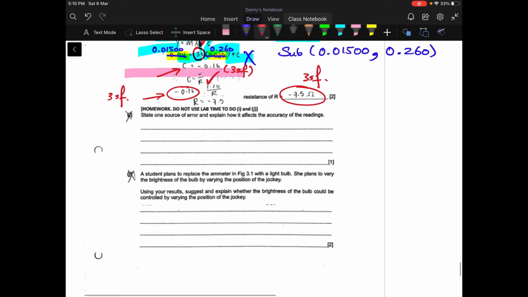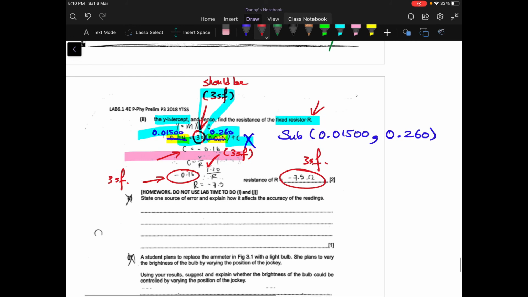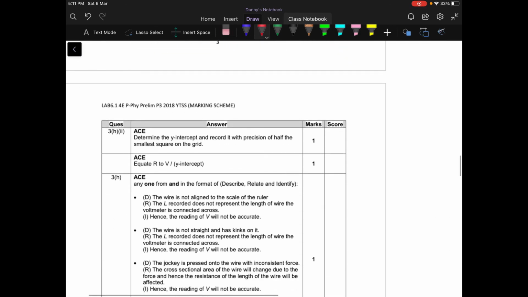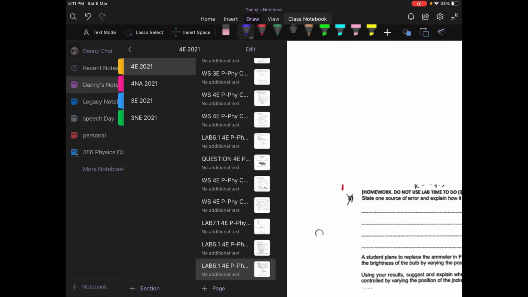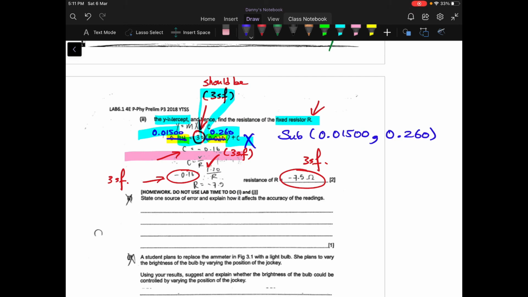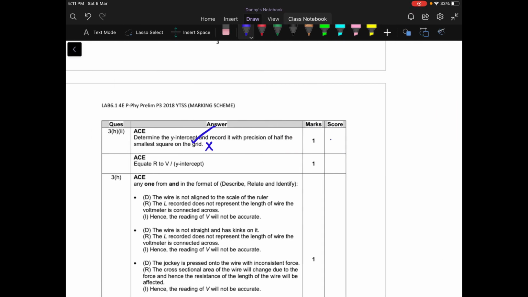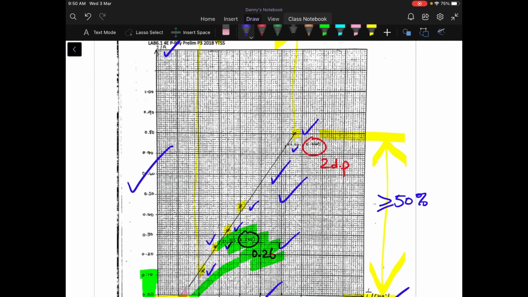Okay, so anyway, we'll come back to these two questions after we finish DC circuit, which is in the next chapter. So let's see how many marks you will get. Down here, determine the y-intercept, correct. Record it with the correct precision. So unfortunately, by calculation, she got the wrong precision, so I couldn't give the mark to her. So down here, most likely she will get 0.5 or even 0, but she managed to equate it, so very good. Okay, I should end here.